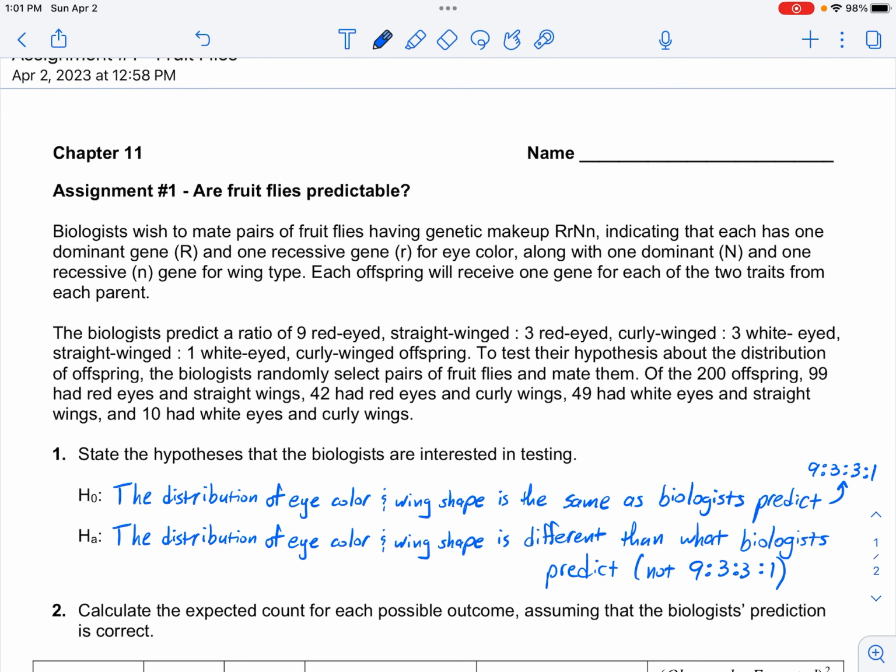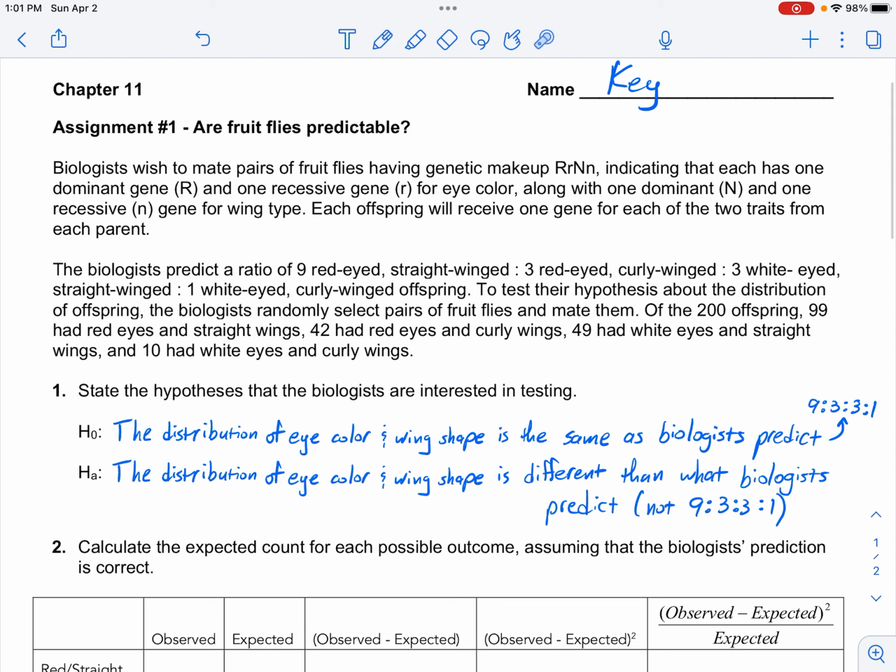Hello, this is the first assignment of chapter 11. It's about fruit flies, and maybe you'll learn a little bit about biology here. Biologists are working with fruit flies, and they're mating them and looking at their genetic makeup. Each time there's dominant genes, capital R and capital N if you have taken biology, and the recessive genes are the lowercase letters, okay? The R is for the eye color, the N is for the wing type.